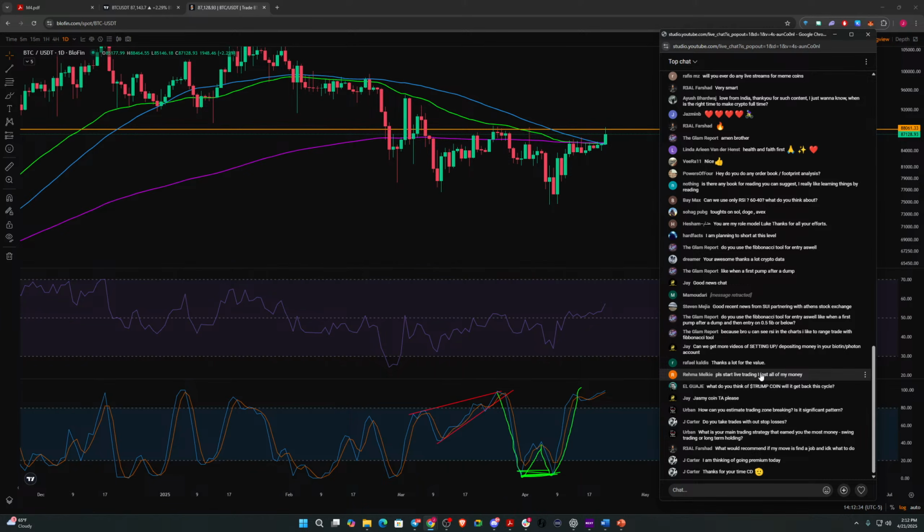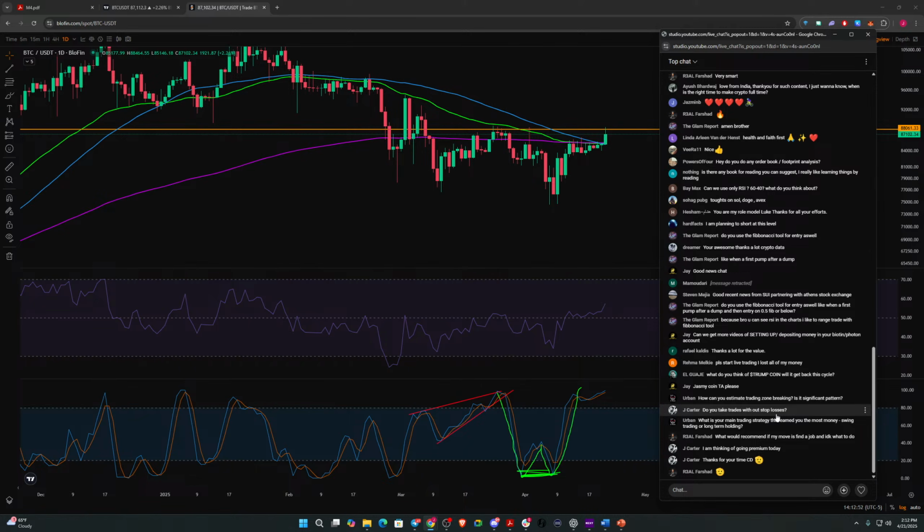Let's see. How can you estimate trading zone breaking a significant pattern? It's just when it breaks above resistance and then it retests it as support. That's the confirmation you want to look for. It has a couple candles where it's breaking out above and then it retests it as support and then continues higher, or vice versa.